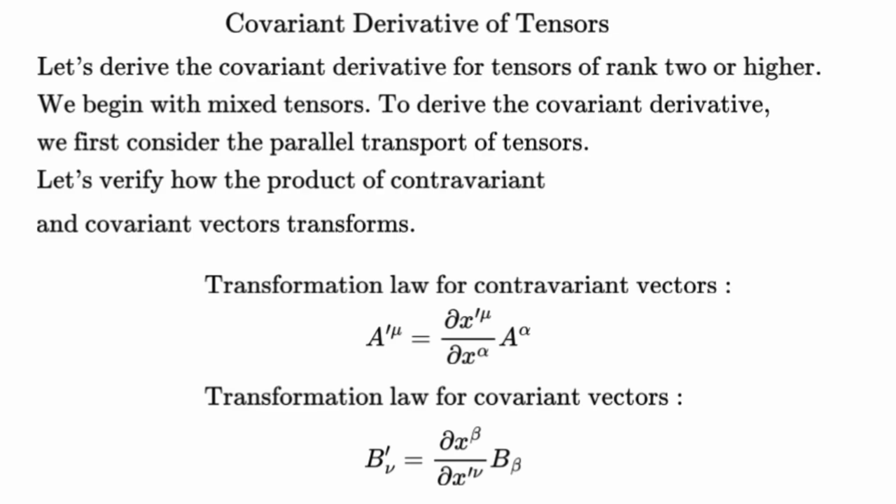Covariant derivative of tensors. Let's derive the covariant derivative for tensors of rank 2 or higher. We begin with mixed tensors. To derive the covariant derivative, we first consider the parallel transport of tensors. Let's verify how the product of contravariant and covariant vectors transforms. Transformation law for contravariant vectors. Transformation law for covariant vectors.